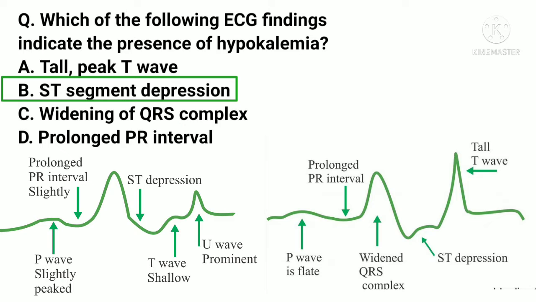And in the opposite condition, ECG changes during hyperkalemia are tall peak T waves, flat P waves, widening QRS complex and prolonged PR interval.